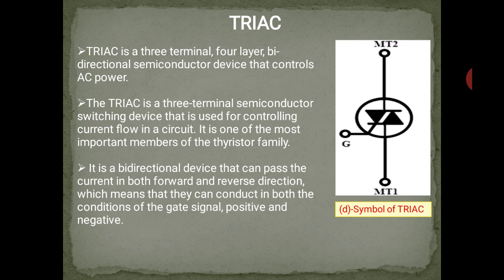Second topic is TRIAC. TRIAC is a 3-terminal, 4-layer bidirectional semiconductor device that controls AC power. This is the symbol of TRIAC. TRIAC is a 3-terminal semiconductor switching device that is used for controlling current flow in the circuit. It is one of the most important members of the thyristor family. It is a bidirectional device that can pass the current in forward and reverse direction, which means that they can conduct in both conditions of the gate signal, positive and negative.